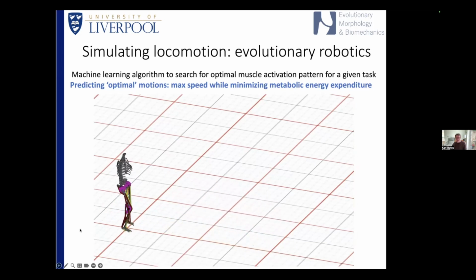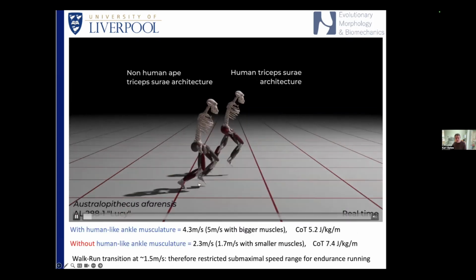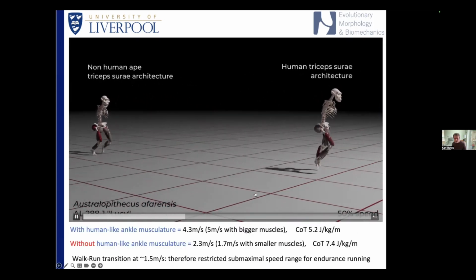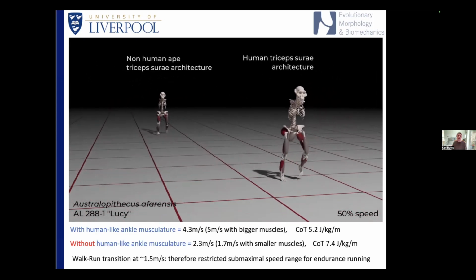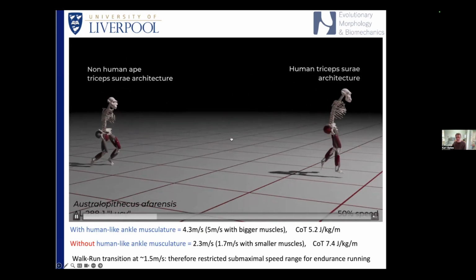And then after even more and more iterations of learning and trying different activation patterns, it's still a bit silly, but now it's much more stable and it can manage continuous locomotion over quite a long distance. And then if we keep going, we get fully evolved running gaits. And these are two example reconstructions that highlight one of our major findings.